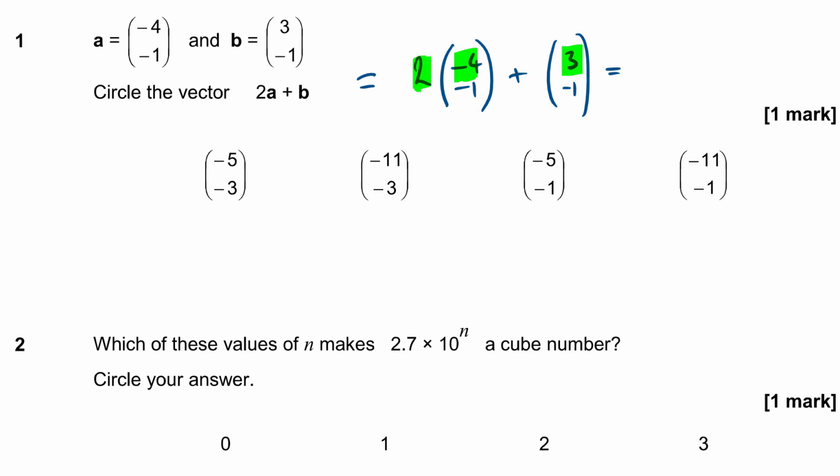For the top number, two lots of negative 4 is negative 8, plus 3 is negative 5. And then I need to do 2 times negative 1, plus negative 1. So two lots of negative 1 is going to be negative 2, plus negative 1 is negative 3. So the vector I'm looking for is that one there.